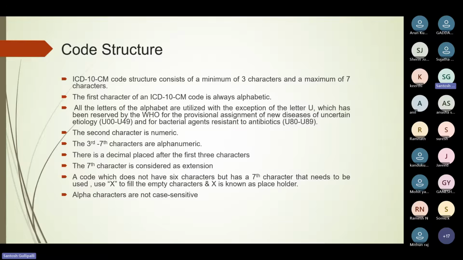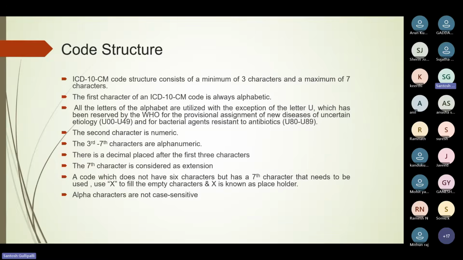Why is the U not used in ICD-10-CM? The U letter is reserved by the World Health Organization for the provisional assignment of new diseases of uncertain etiology. New diseases of uncertain etiology means newly identified diseases for this year.